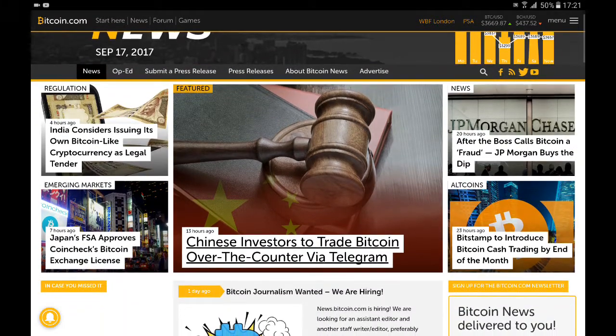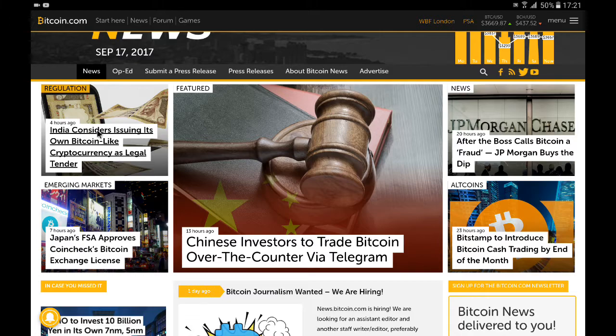You see over here, Bitcoin. Here, India, 4 hours ago, India considers issuing its own Bitcoin-like cryptocurrency as legal tender. Oh, that's huge. Over here, emerging markets. Japan's FCA approves Coincheck's Bitcoin exchange license. And now Chinese investors to trade Bitcoin over the counter via Telegram. And remember what just took place in China, the shutdown of all the exchanges. And now you see countries like South Korea and Japan and Singapore having huge volume, and people who were in business operating in Bitcoin exchanges in China, in the continental side of China, are now moving to Hong Kong, Singapore, South Korea, and Japan. So China is losing, in my opinion.